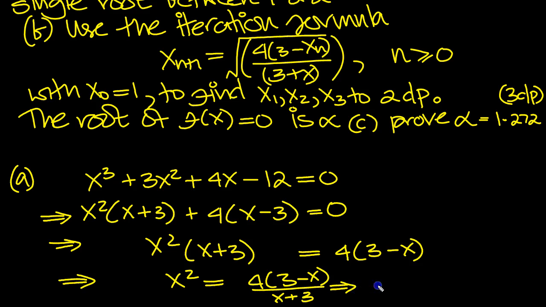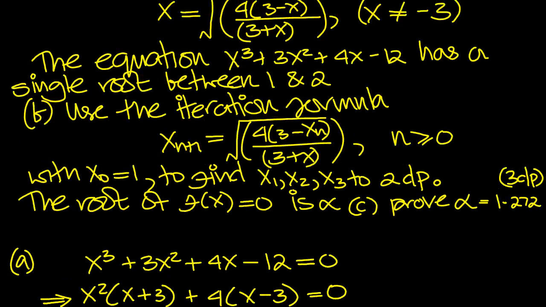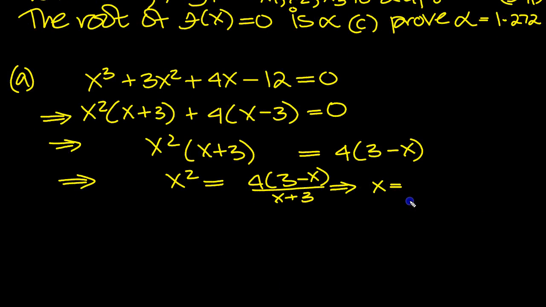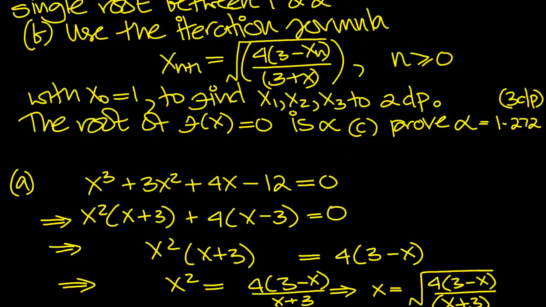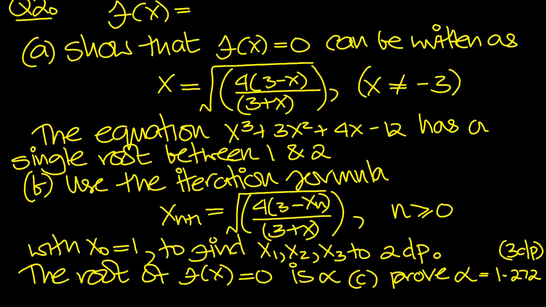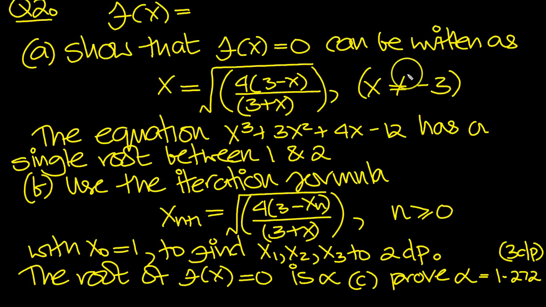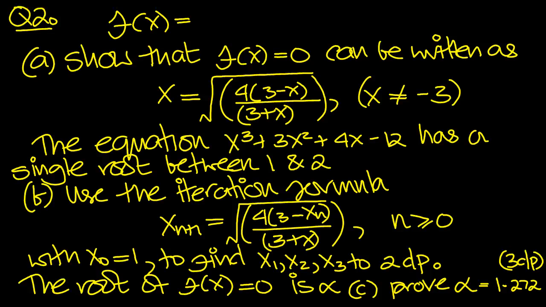And now square root both sides, x is equal to the square root then of 4 times 3 minus x over x plus 3. The reason we don't need the negative is because if we look at the problem here, x doesn't equal minus 3 and it's just the square root of. So we're taking the positive square root apparently in this question.